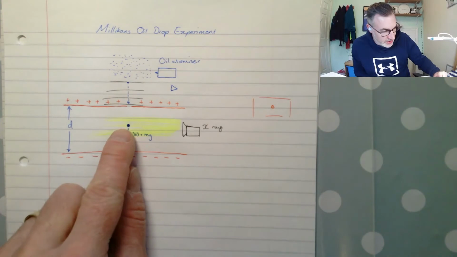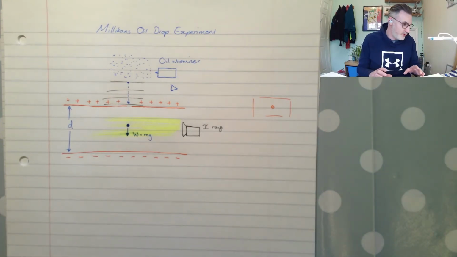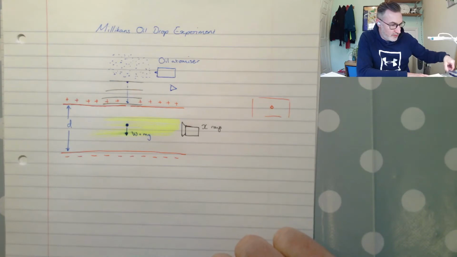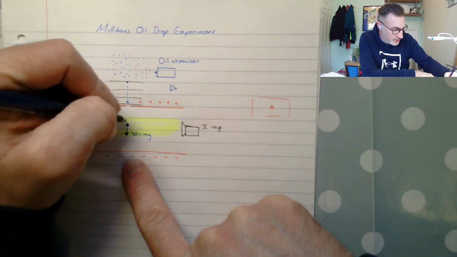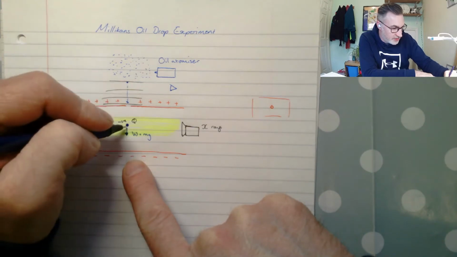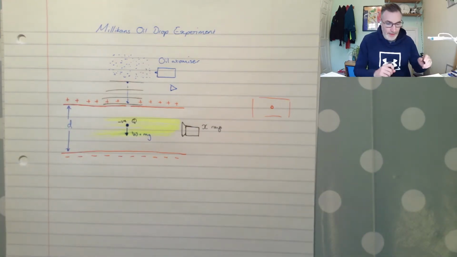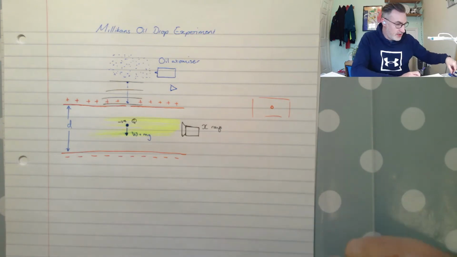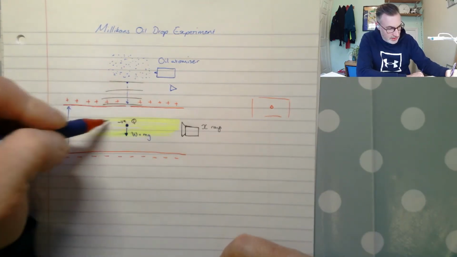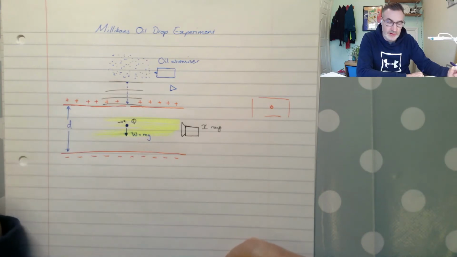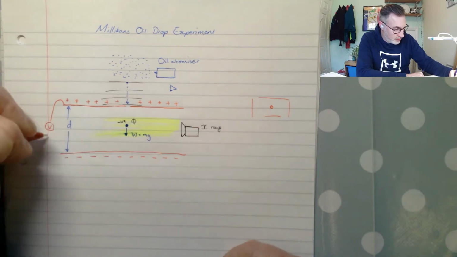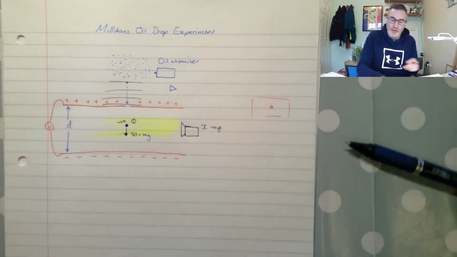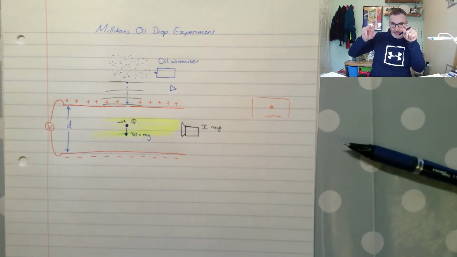But anyway, so we're focusing on a droplet, and let's just assume for a second that this drop that we've fired through has now become negatively charged. So negative, and it will have a charge of Q. Okay, and what we can do is we can take this now negatively charged oil drop that's falling at a constant velocity, and we can adjust the voltage across the plates.